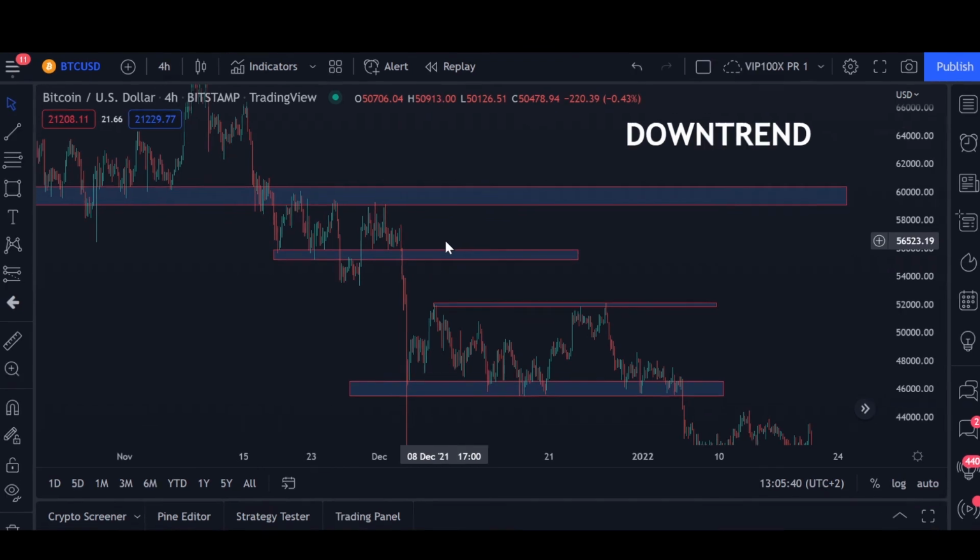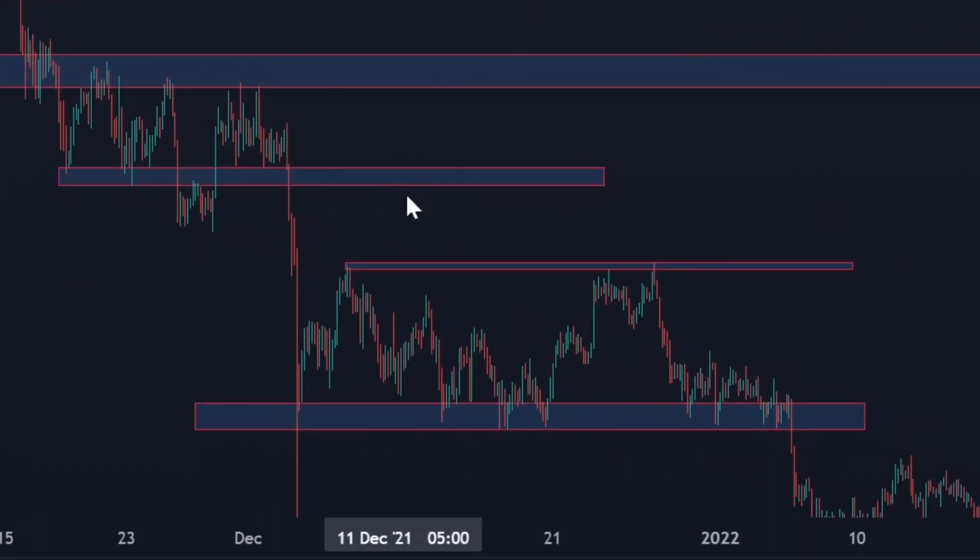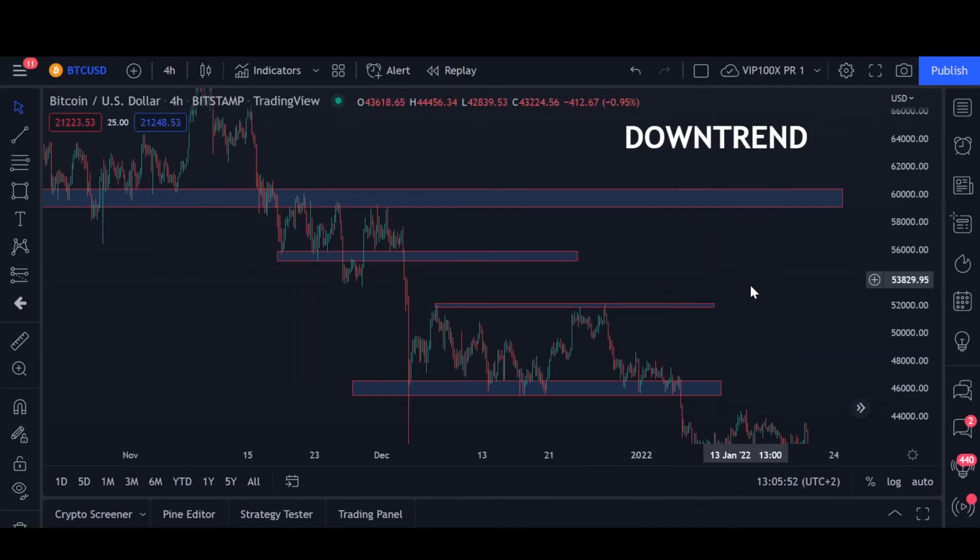We will continue with this strategy until there is a market structure break and the resistance is broken and retested. Then the resistance will become the first support of the uptrend. Okay, so that's it. We will look into the uptrends in future videos.